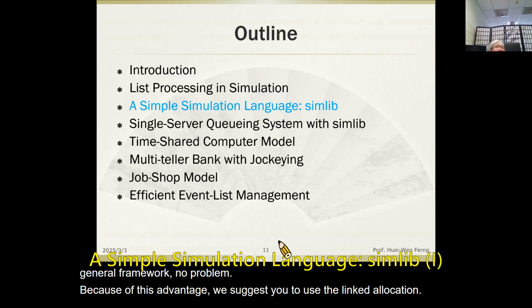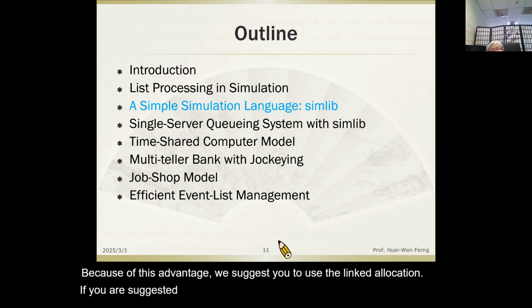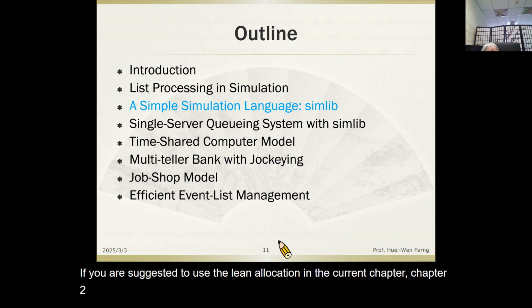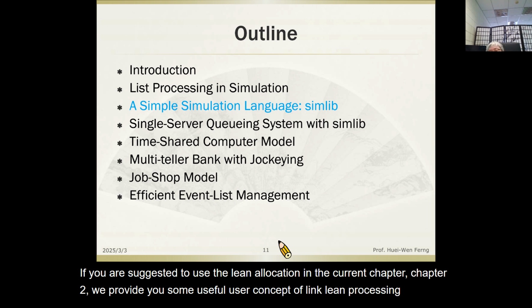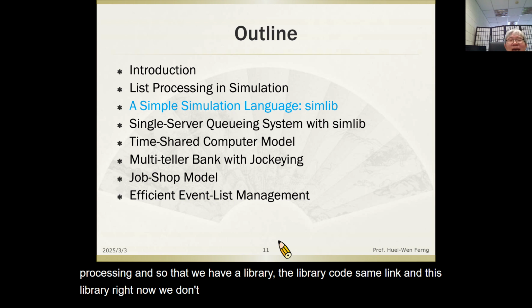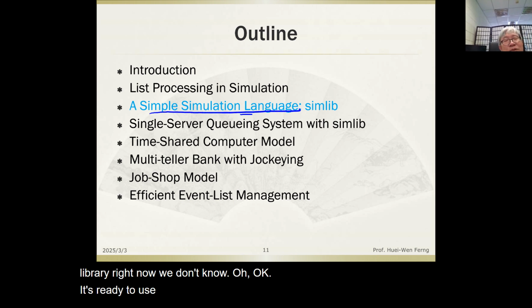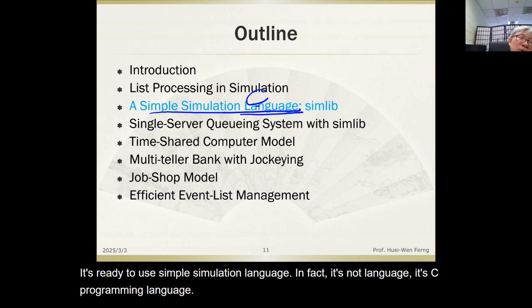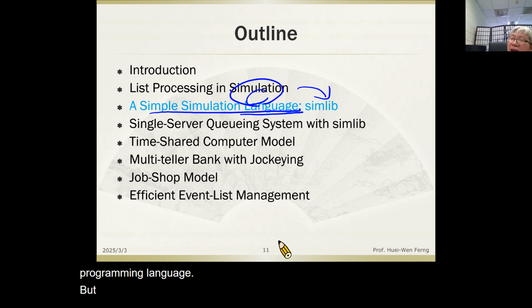Well, as suggested, we will use the linked allocation in the current chapter, chapter 2. We provide you some useful concepts of list processing, so that we have a library called simlib. It's ready to use as a simple simulation language. In fact, it is not a language, it's the C programming language, but we have the library for you.